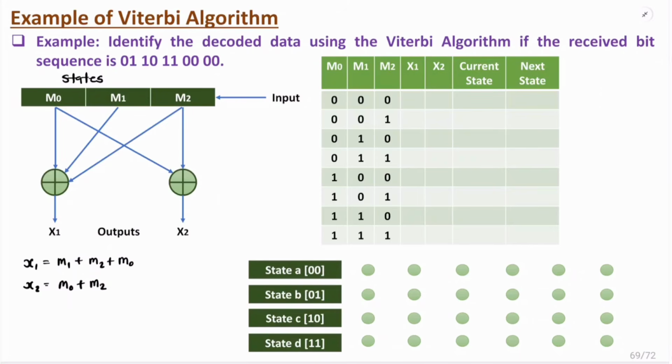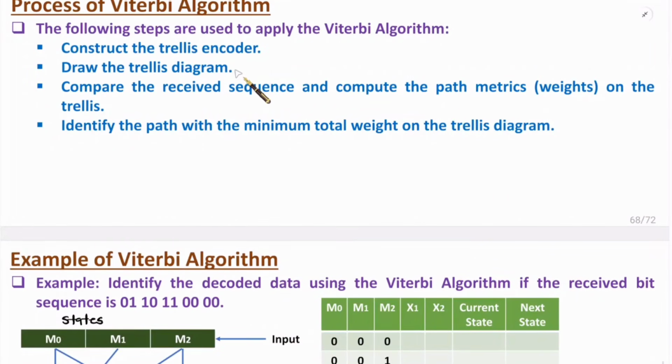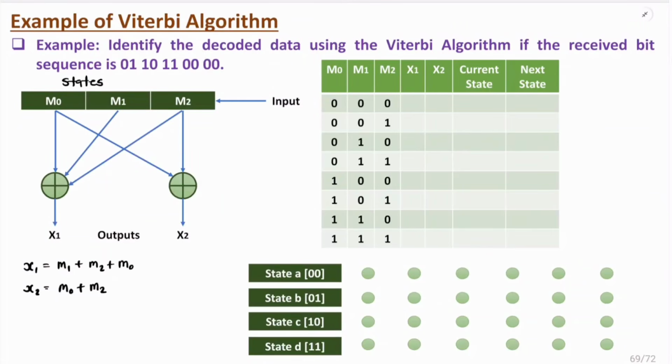Now in the second step, what we need to do? In the second step, we need to draw the trellis diagram. See, to draw the trellis diagram, you need to identify this table. In this table, we have M0, M1, M2. You can observe that M0 and M1 represent states. If you talk about the current state, then the current state is with M0, M1. So here let me note down the current state, which is with M0 and M1, and the next state, which is with M1, M2.